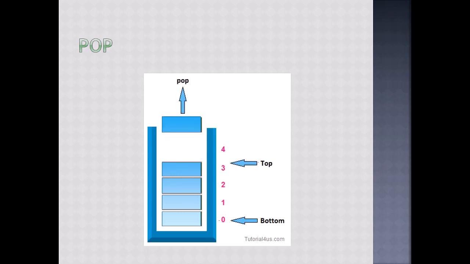This is a demonstration for deleting the element. See here, initially we have 5 elements, ranging from 0 to 4. When I remove the element, the top pointer will be decremented by 1. We are maintaining only one pointer. That's all. Programmatically I can say top equal to top minus 1. That's all.